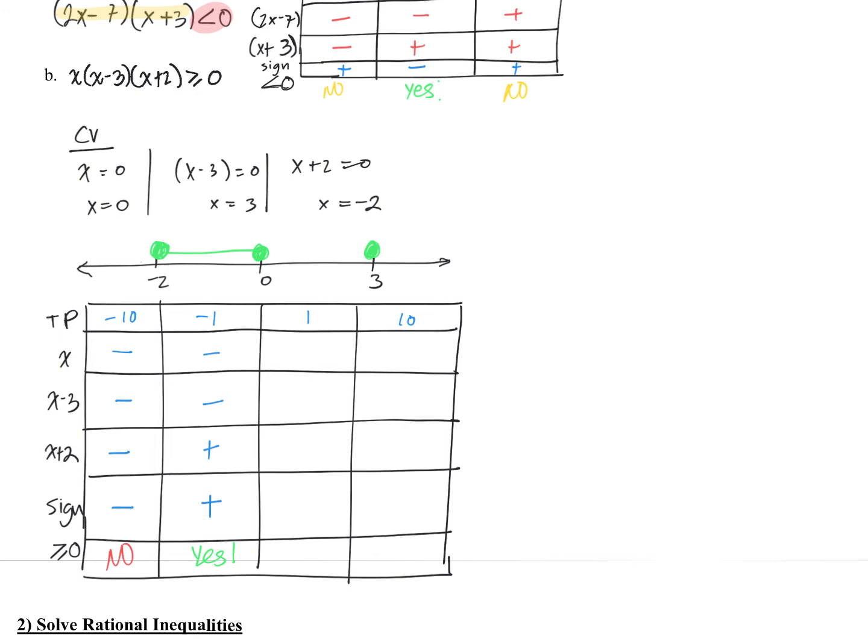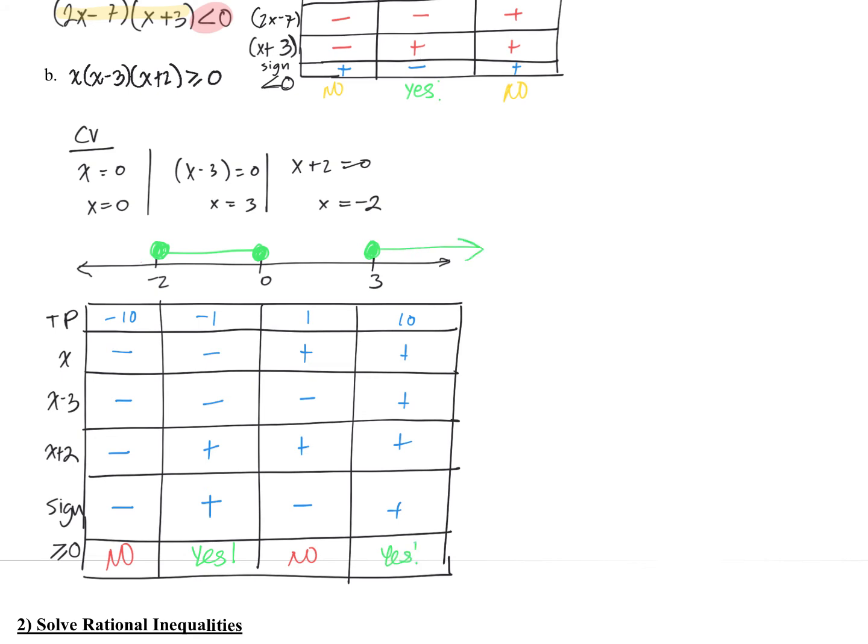Then let's see, doing the next one. So we have positive, negative, positive. That's going to end up being a negative when I multiply them together. So that will not be part of my interval. No. And lastly, with the 10, that's positive, positive, positive. Multiplying those all together, we'll also get a positive. So the answer is yes, it's part of our interval.